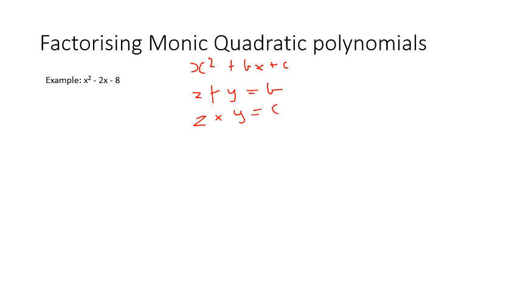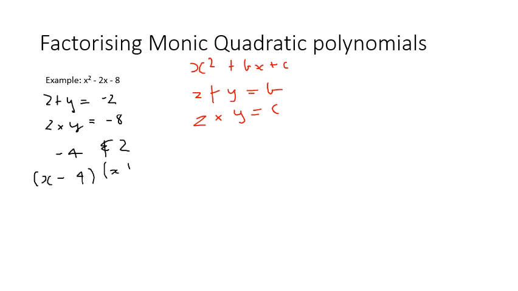So let's go to this worked example here. We have x squared minus 2x minus 8. So we know that z plus y is equal to negative 2, and z times y is equal to negative 8. Two numbers that add to negative 2 and multiply to negative 8 are negative 4 and 2. So we would now put this into our brackets. So it would be x minus 4 and x plus 2.